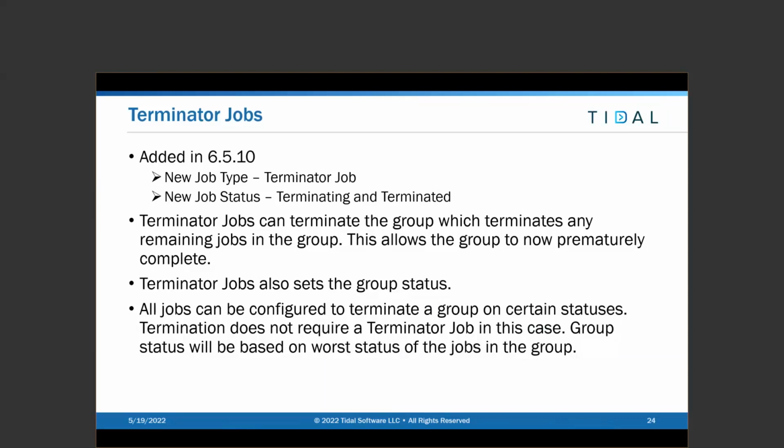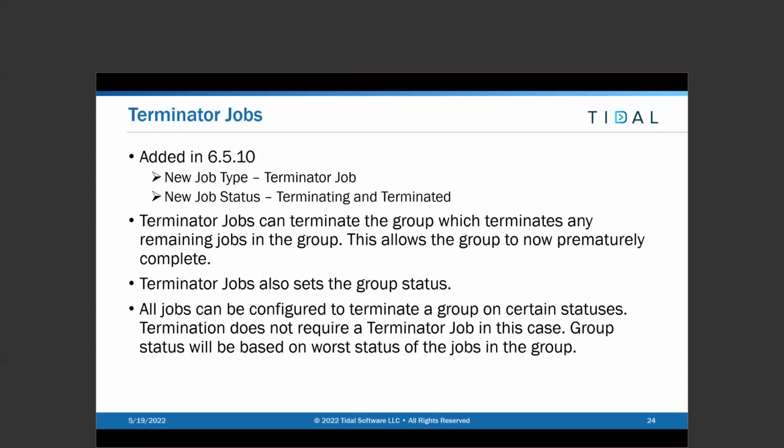So this was added in 6.5.10, long awaited. With Terminator jobs, we added a new job type called Terminator jobs. So now you'll have Terminator jobs from the job definitions where you can add. And along with this, you get the job statuses terminating and terminated. Those are going to be new job statuses that you may not be familiar with yet. We added that with terminating jobs.